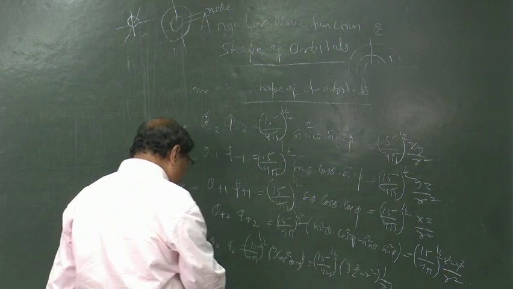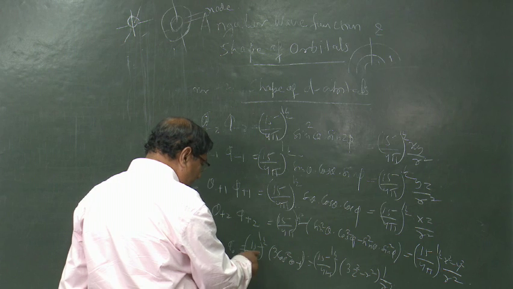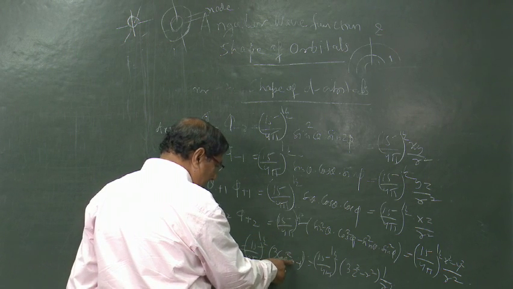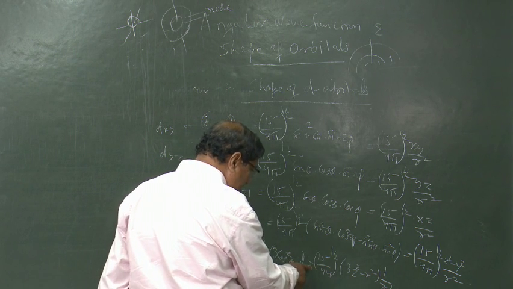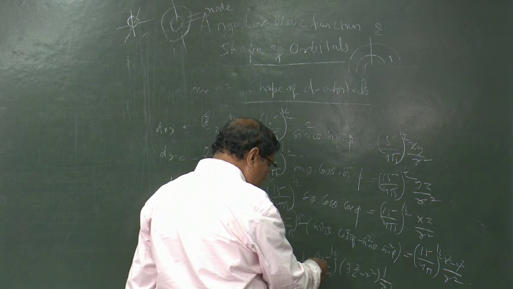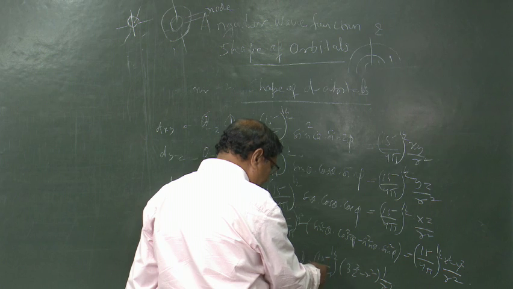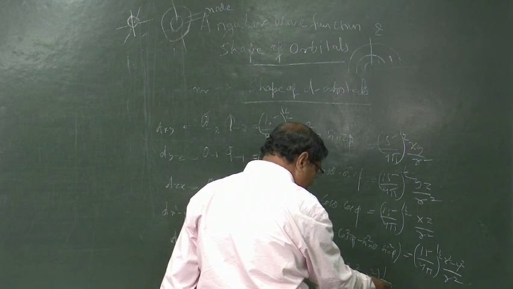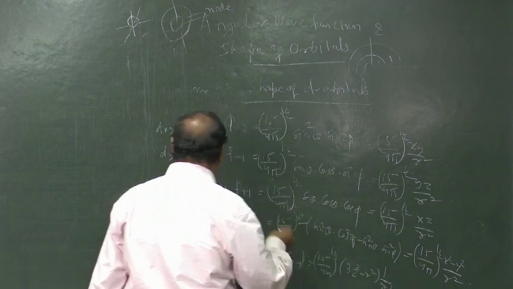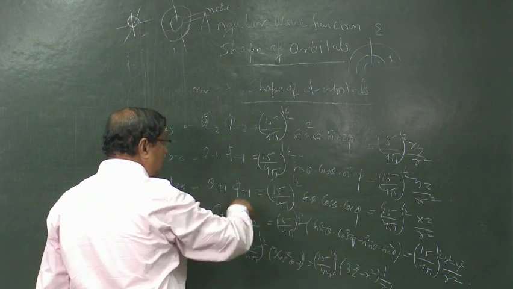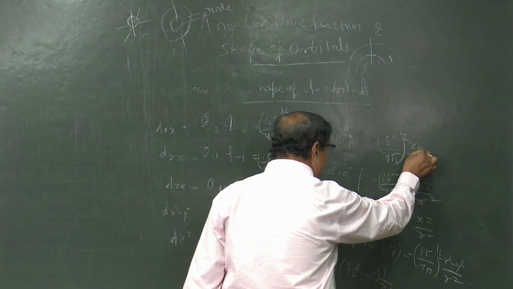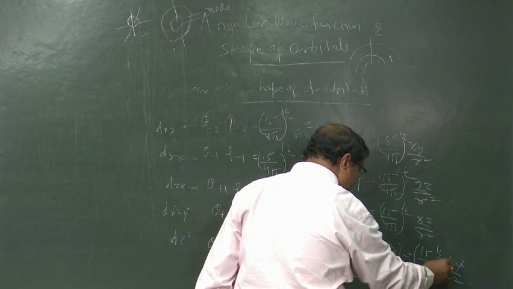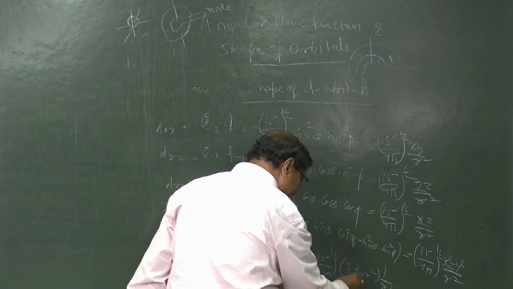Similarly, m corresponds to 0, the angular wave function is root 15 by 4 pi, half 3 cos square theta minus 1, which is equal to, in Cartesian coordinates, root 15 by 4 pi, half 3 z square minus r square by r square. So, these angular wave functions depend on the values of xy, yz, zx, x square minus y square, and z square.